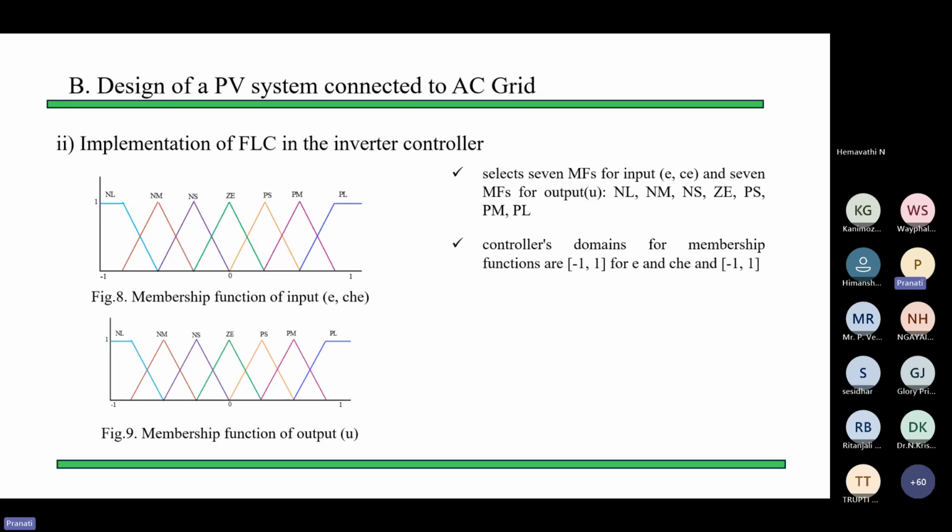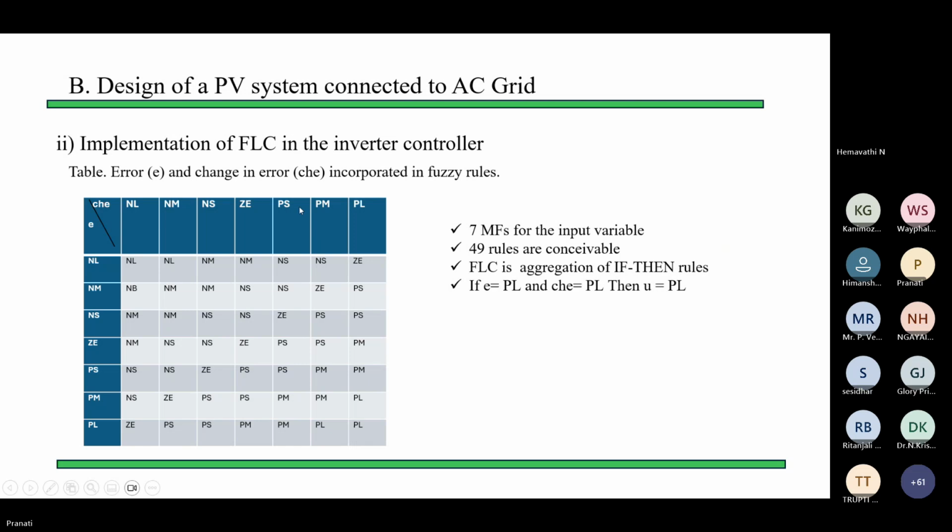Sorry for the interruption. We have used 7 membership functions here: negative large, negative medium, negative small, and the zero error at position 0. Then positive small, positive medium, and positive large. These are the 7 membership functions for the input, error and change in error, as well as for the output. So the same thing is written here. Now the controller's domain for the membership functions is -1 to +1 for error and change in error, as well as for the output.